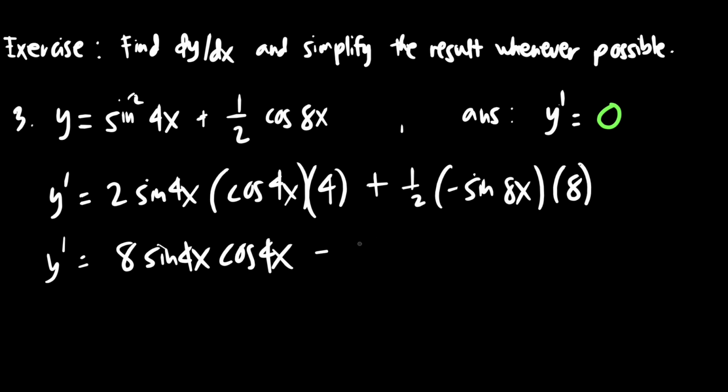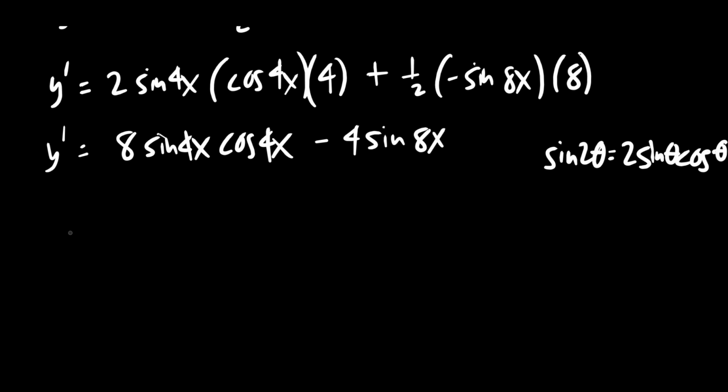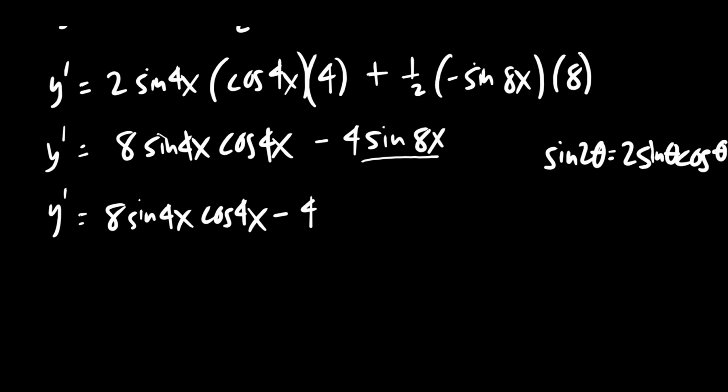So minus 4 sine of 8x. To simplify this one, we know that sine 2 theta is equal to 2 sine theta cosine of theta. By that, we will simplify this sine 8x. So we have y prime equal to 8 sine of 4x cosine of 4x minus 4 sine 8x.